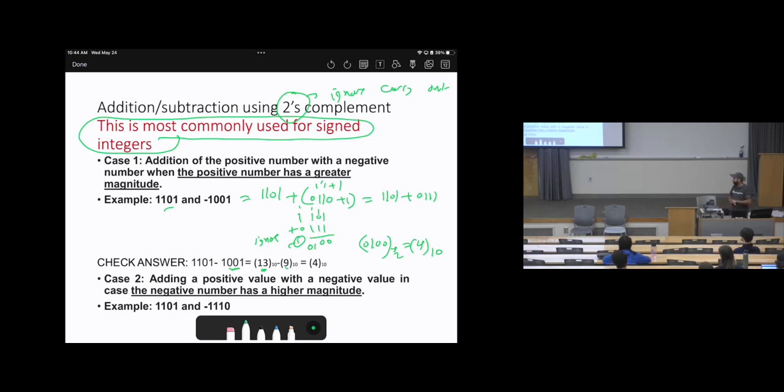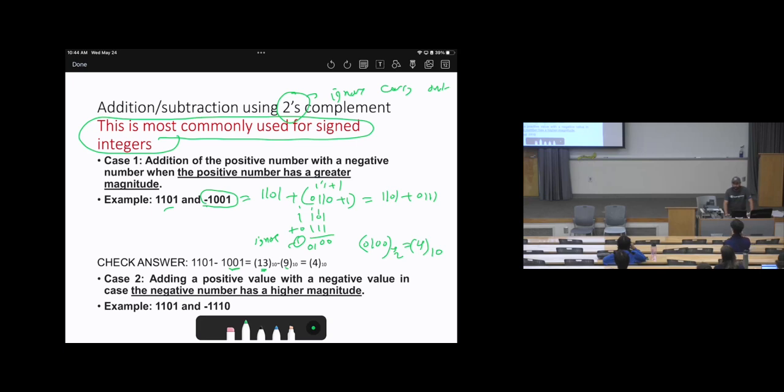Yes? Where did you get 0110? 0110, yeah. Find the 1's complement of this one. Convert every 1 to 0, every 0 to 1. Then add 1 because again we are in 2's complement.